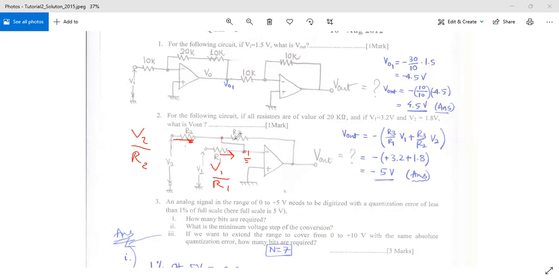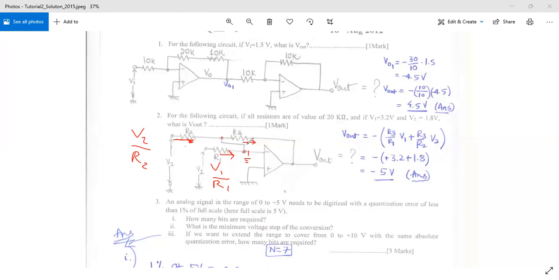So all the current will total up over here. Since there won't be any current flowing into this op-amp, it will just be flowing into this total branch. In order for that to happen, this current will add up with this current. So now these two will add up in order to get my V out.